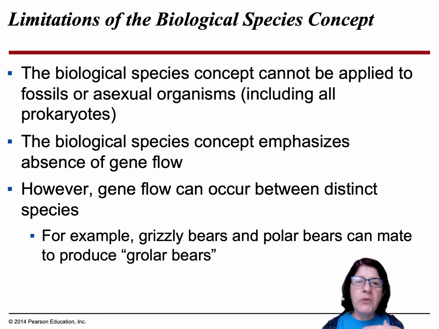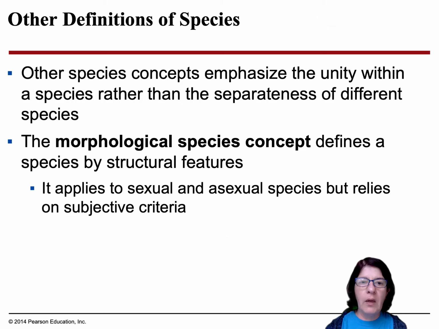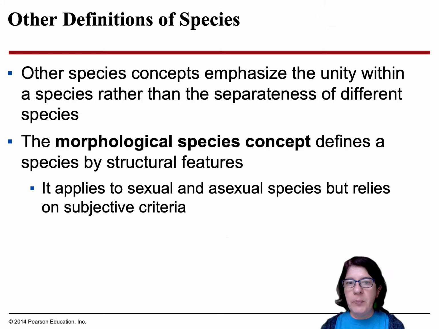It is important to notice, though, that the biological species concept emphasizes the absence of gene flow. However, gene flow can occur between distinct species. So there are other definitions of species, because we do need to be able to define a population of organisms as a separate species. If they don't conform to the biological definition, scientists often use other definitions. Other species concepts emphasize the unity within species rather than their separateness from different species.